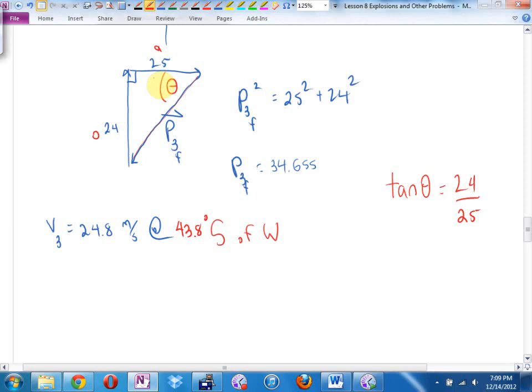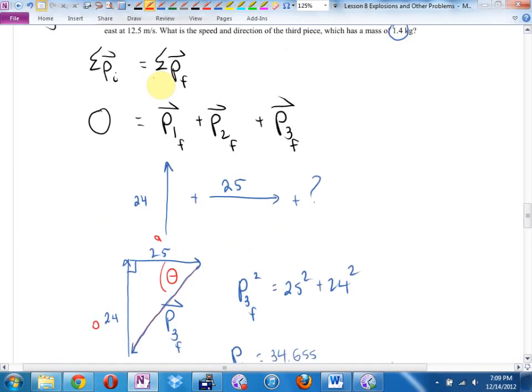Okay. So if there's an explosion, you know that your initial momentum was 0, assuming the bomb wasn't moving before it blew up, which means your final momentum is 0, which means if you have 3 pieces, it better add to a vector triangle of 0.